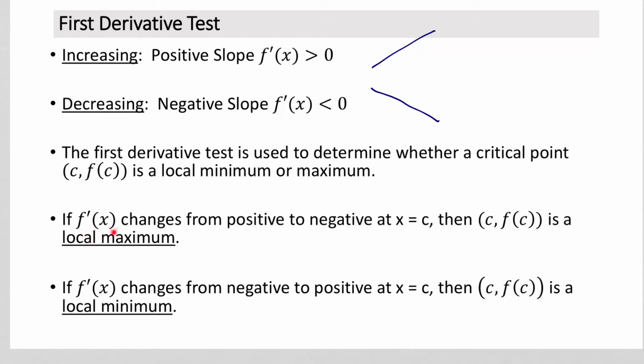If the first derivative changes from positive to negative at that critical point, then that point is a local max. If the first derivative changes from negative to positive at your critical point, then this point is a local minimum. Let's see how that looks on a graph.